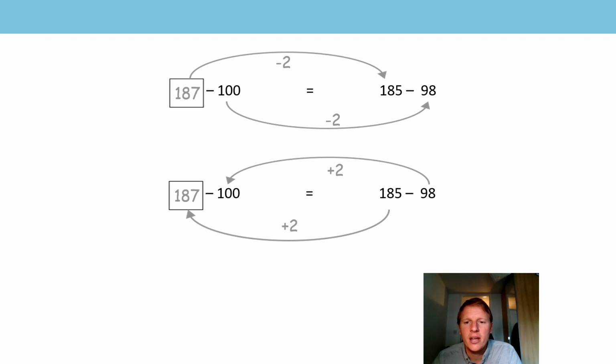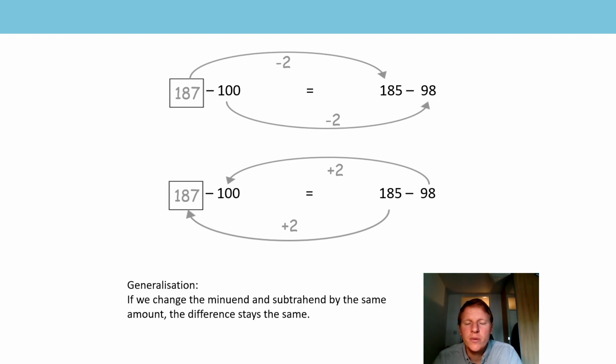So let's think back to our generalization. Let's bring that up. If we change the minuend and subtrahend by the same amount, the difference stays the same. In this one, like we said before, the numbers are exactly the same, but depending on how we look at it, we can think about changing the minuend and subtrahend using addition or subtraction, but as long as we do the same to both, the difference will stay the same.